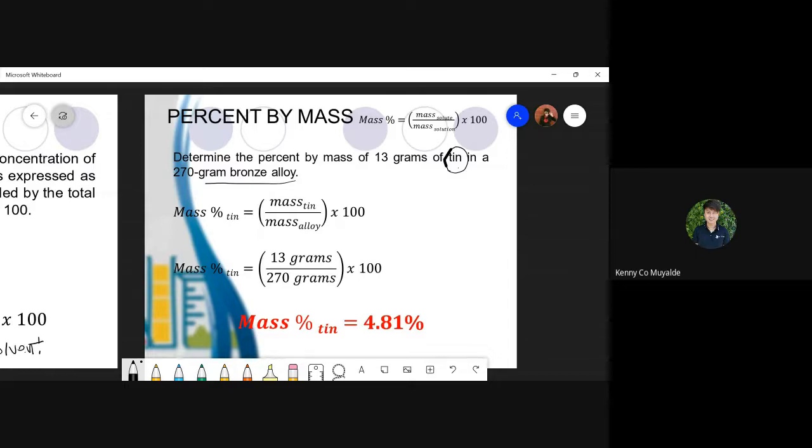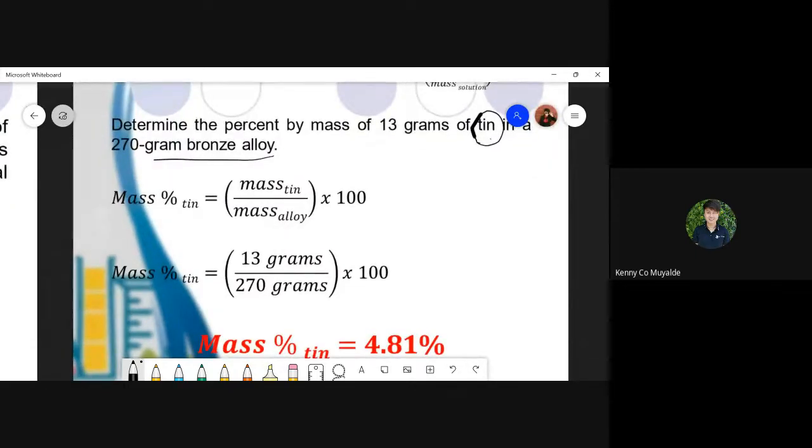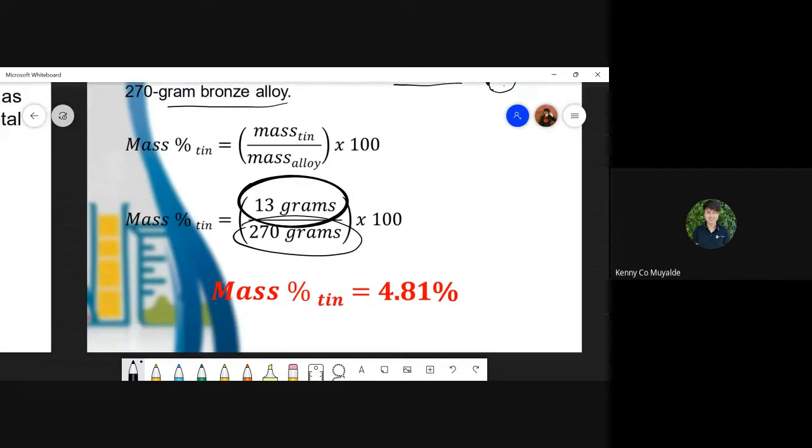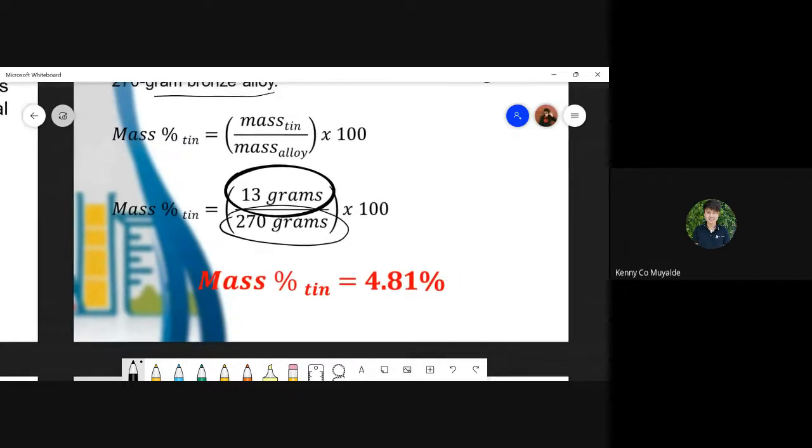Okay. So in this case, ang mass ng tin natin ay 13 grams, naka-indicate dito. So that is 13 grams. Now we have to identify yung mass ng solution. So since nakahalo na siya, there's no need to add 270 with 13, di ba? Kasi yung 270 grams, naka-join na dyan yung 13 grams tin. So our denominator will be 270 grams. So therefore, 13 divided by 270, of course, cancel the units. It will be equal to 4.81%.